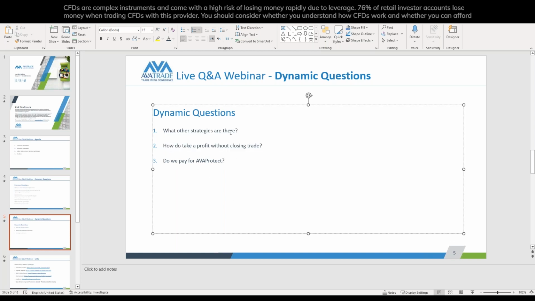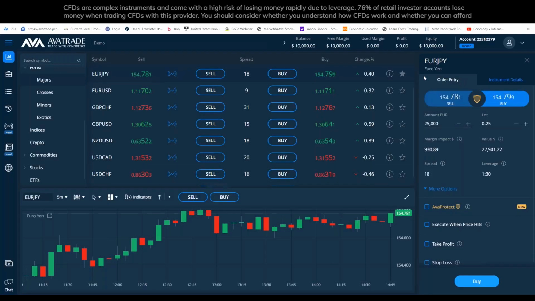Do we pay for AvaProtect? Yes, we are paying a fee when using the product. And the fee is determined by the number of units and the time left, the coverage. That's what I'm going to show you on the chart in a minute. Where is the chart? Okay.